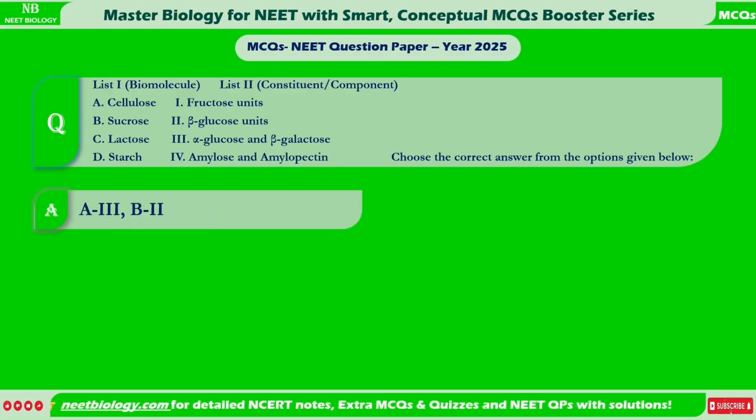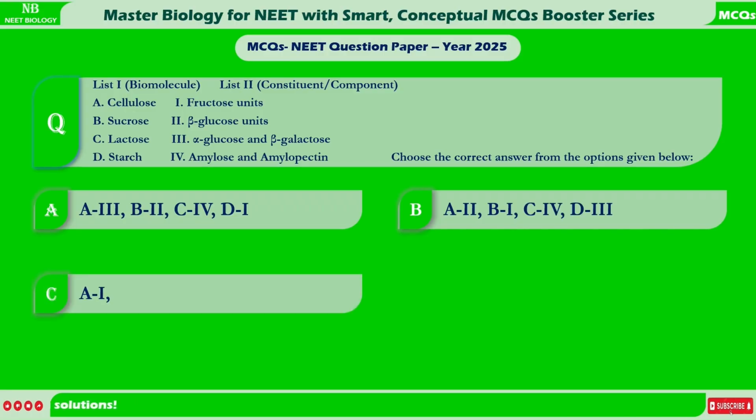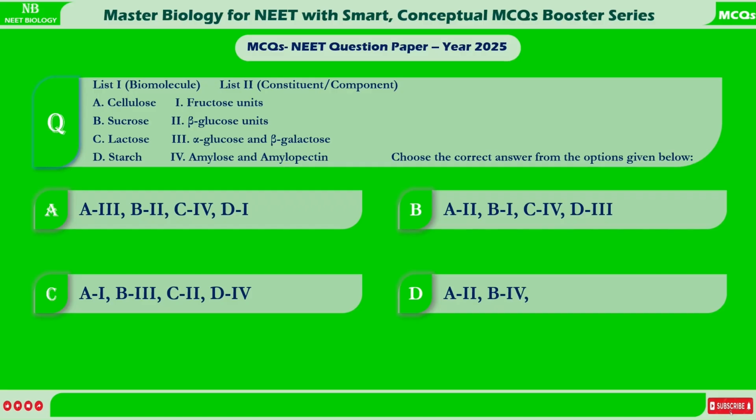A. A3, B2, C4, D1. B. A2, B1, C4, D3. C. A1, B3, C2, D4. D. A2, B4, C1, D3.